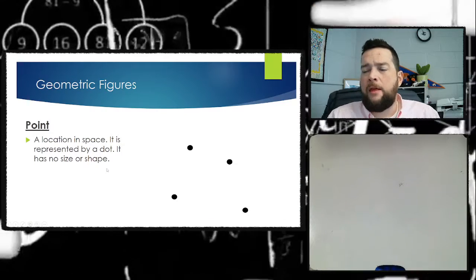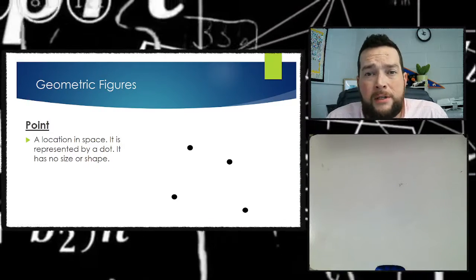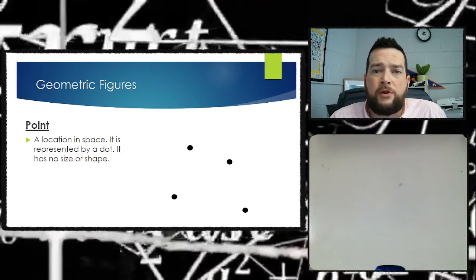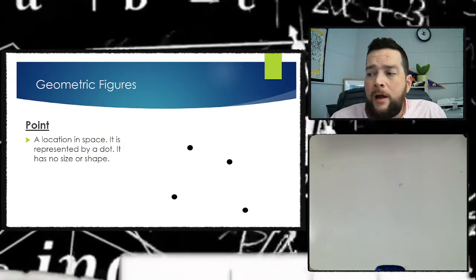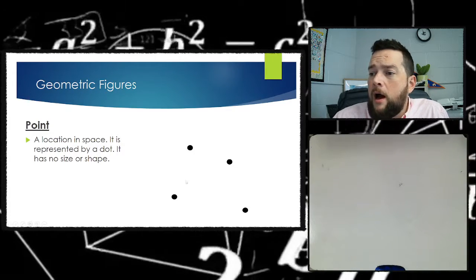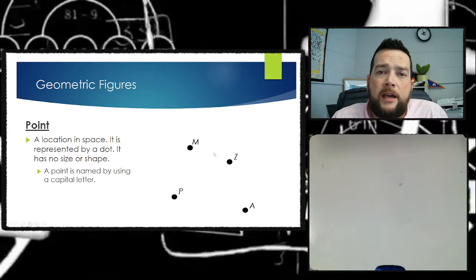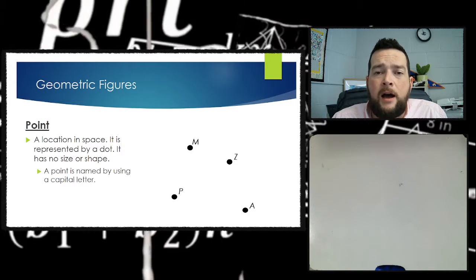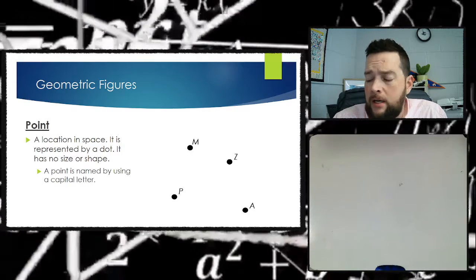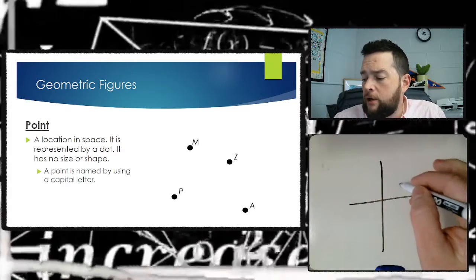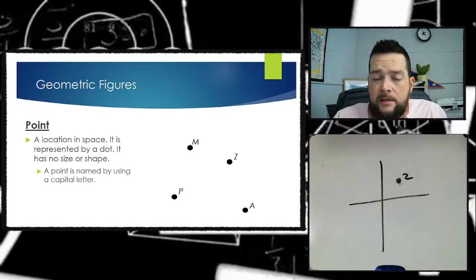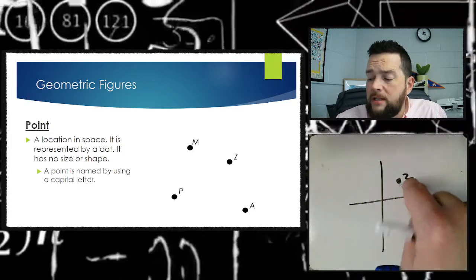The most basic geometric figure is a point. It's a point in space, a location in space represented by a dot on a sheet of paper. That's how we like to represent them. You can title points with a capital letter. Often, if you had a coordinate grid and a point out in space, and you see a Z next to it, that's saying point Z right there.